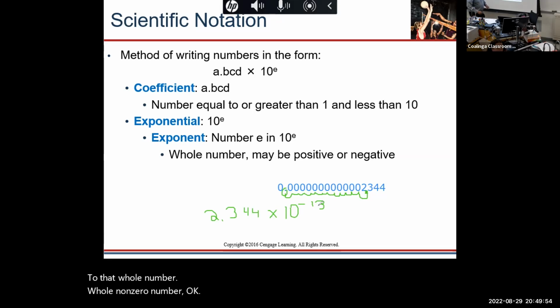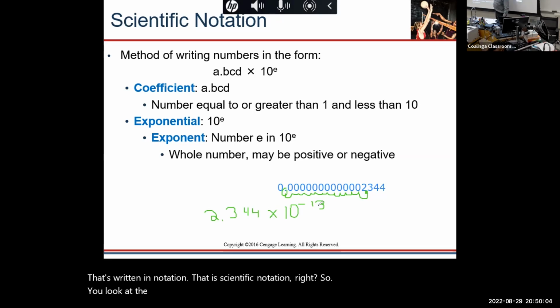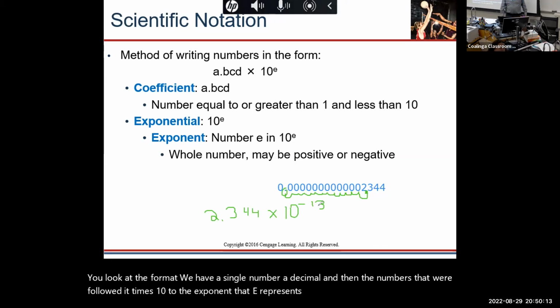So the 2.344 times 10 thing, that's written in notation? That is scientific notation. Look at the format. We have a single number, a decimal, and then the numbers that follow it, times 10 to the exponent. That E represents the exponent.